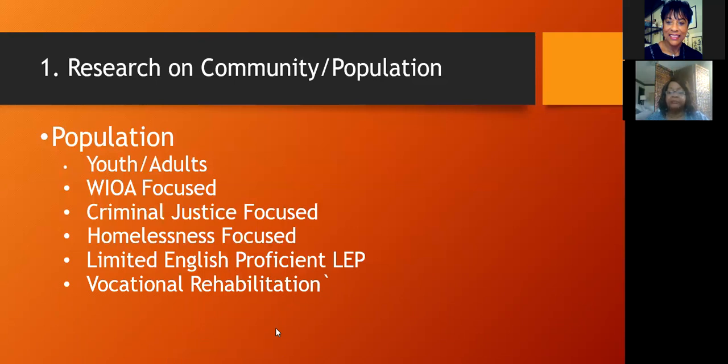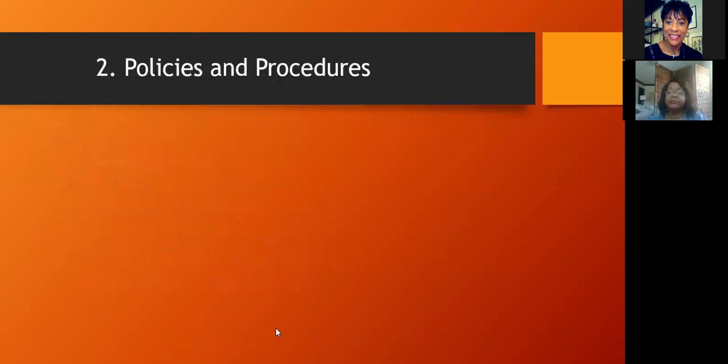Okay, the next piece that we want to take a look at for you in embedding this concept into your operational piece is to take a look at policies and procedures. So again, you've identified that you're looking to have comprehensive services. And we know that it has to be embedded into the very fabric of what you're doing. So it only makes sense to have it woven and identified throughout policies and procedures.